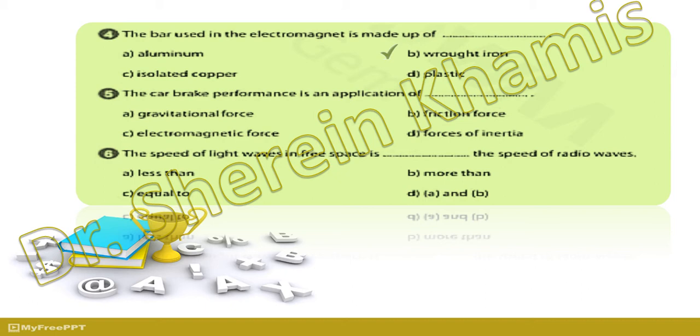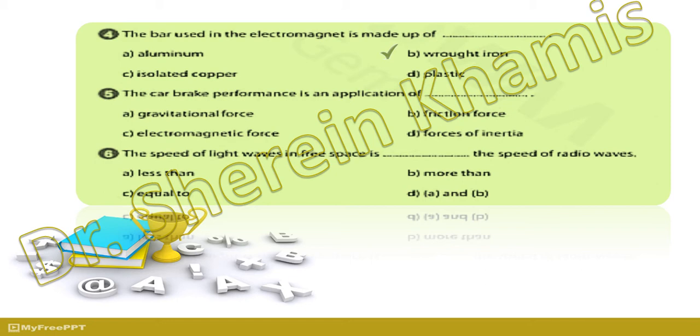Okay, we have question 5. The air brake performance is an application of what? We said that we have two very important applications for our use. We have one for friction force and the other for inertia force. One for friction force is the car brakes that we use to stop. Also we have the safety belt that stops the force of inertia and prevents injuries to humans.